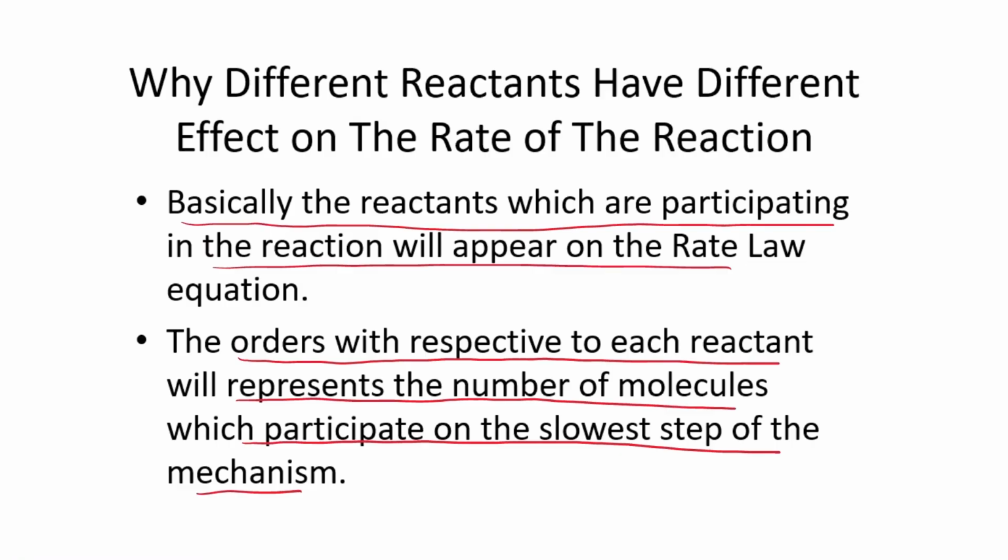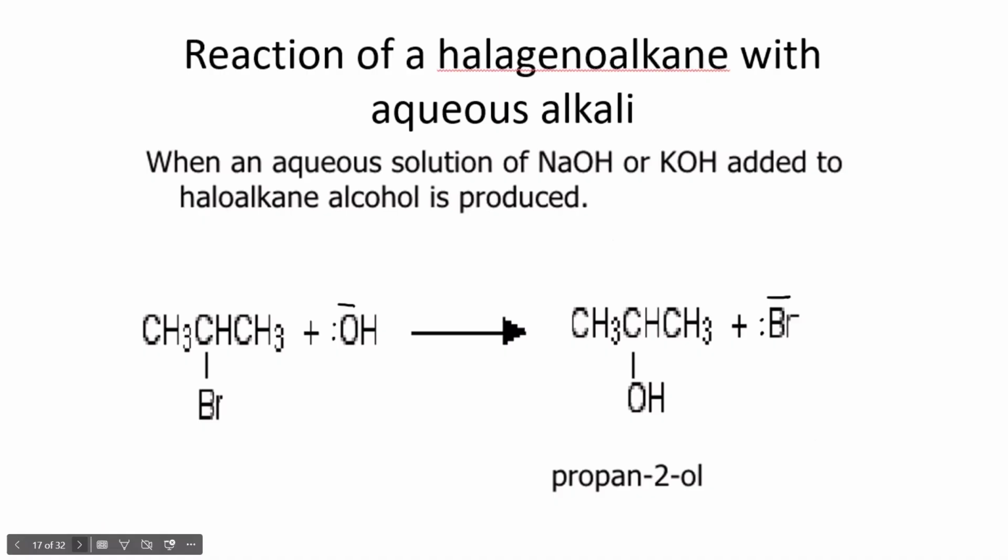Orders with respect to each reactant will represent the number of molecules which participate on the slowest step of the mechanism. You take the slowest step of the mechanism and the orders are equal to the number of molecules taking part in the slowest step. To understand that one, we'll take a mechanism. We'll take an example and try to understand it. To understand this concept, I'll take this equation.